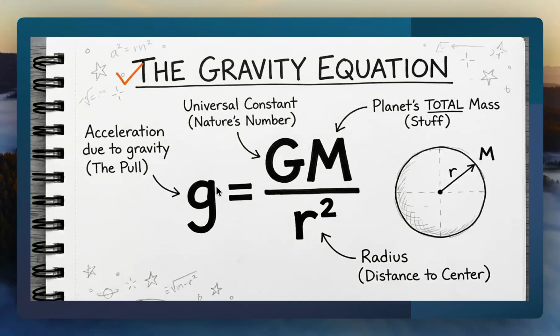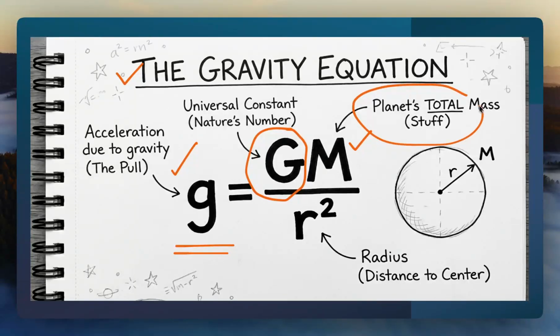Let me break that down in plain English. The small g is what we're after: the acceleration due to gravity, the pull you feel standing on a planet's surface. The capital G is a universal constant and has a fixed value throughout the universe. The capital M is the planet's total mass, and small r is the distance from the planet's center to its surface, its radius. Now here's where it gets interesting. Mass pulls you in. Radius pushes the effect away.